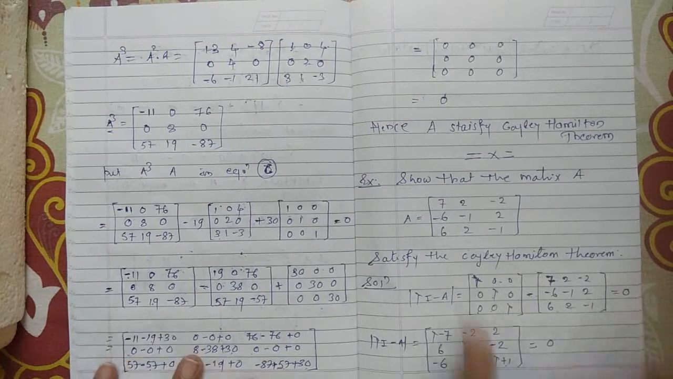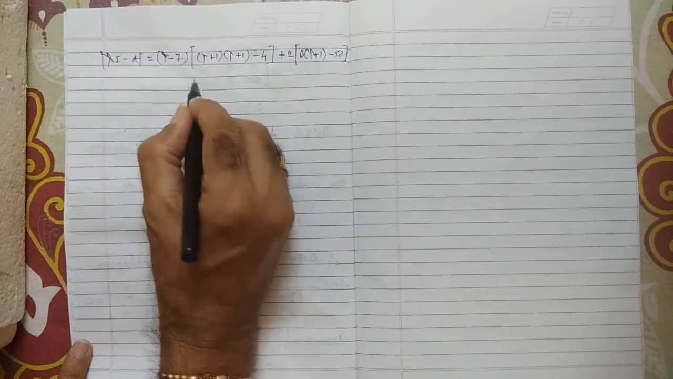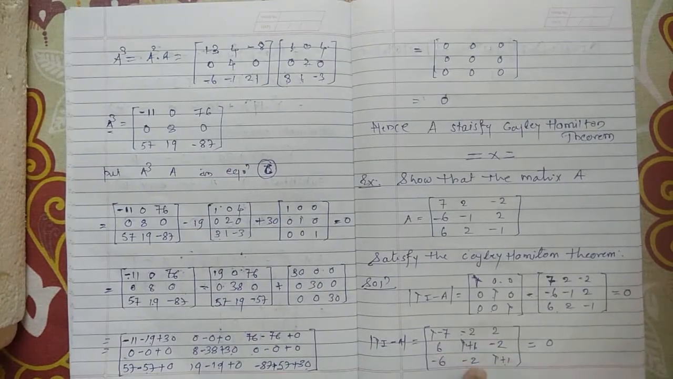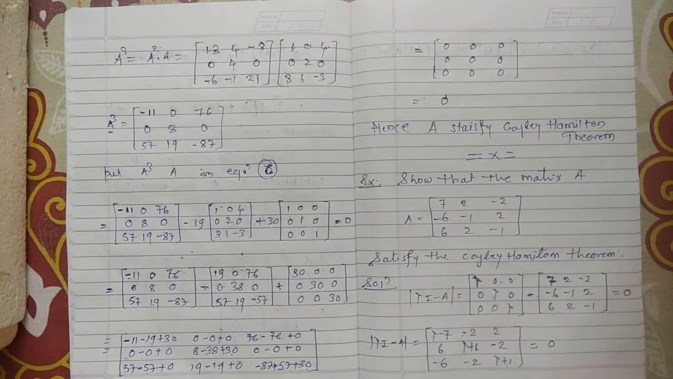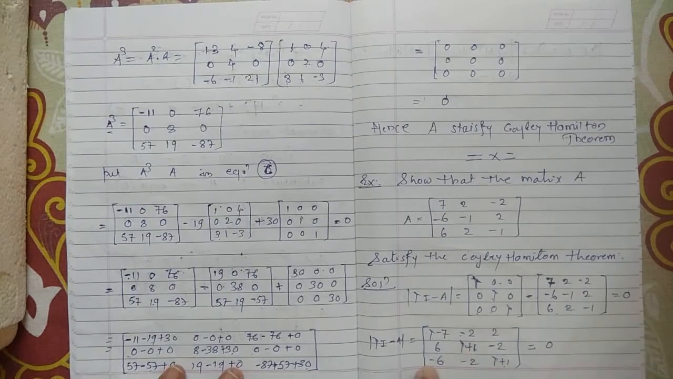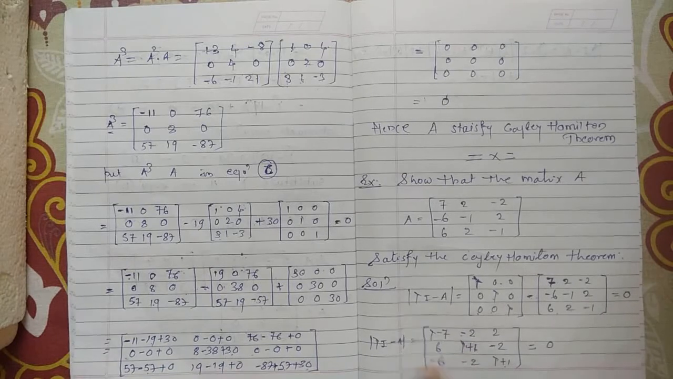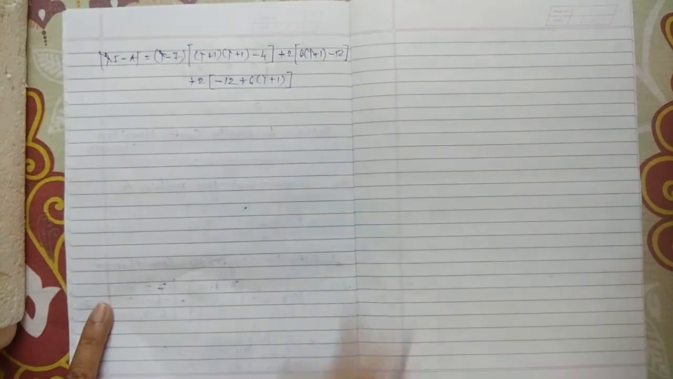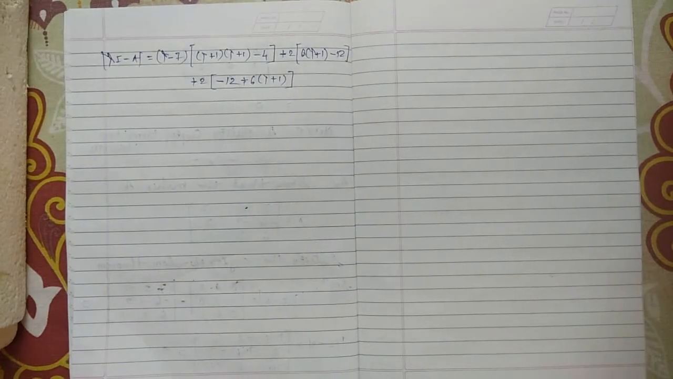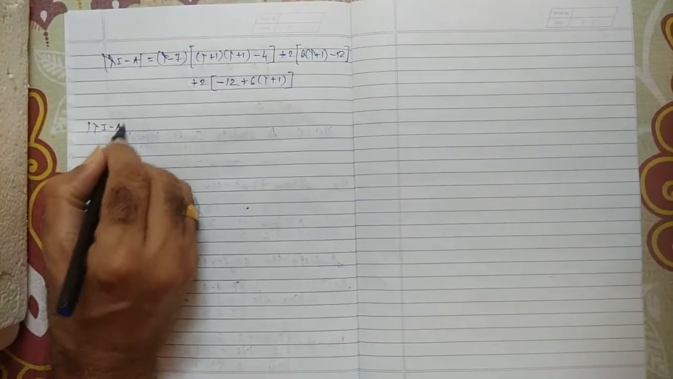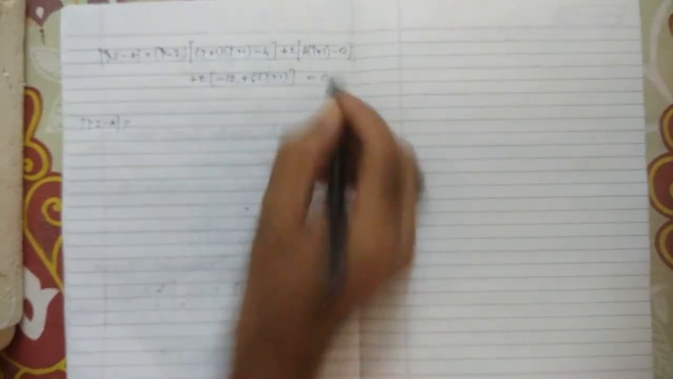And this is 2, so this becomes plus 2 multiplied by, this is 6 into 2, that is minus 12, and then minus minus becomes plus, so lambda plus 1 multiplied by minus 6 becomes plus 6 multiplied by lambda plus 1. So now if we solve this one, then we have lambda I minus A equal to 0.